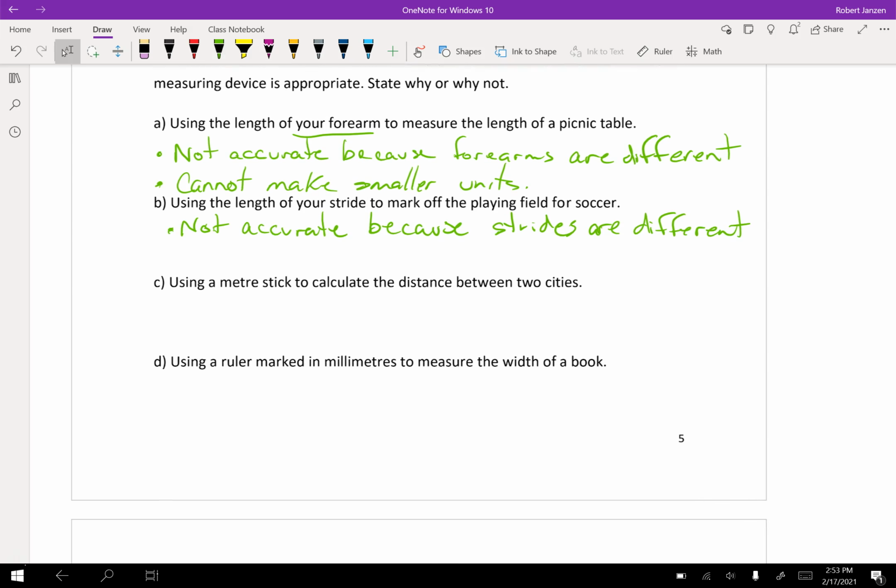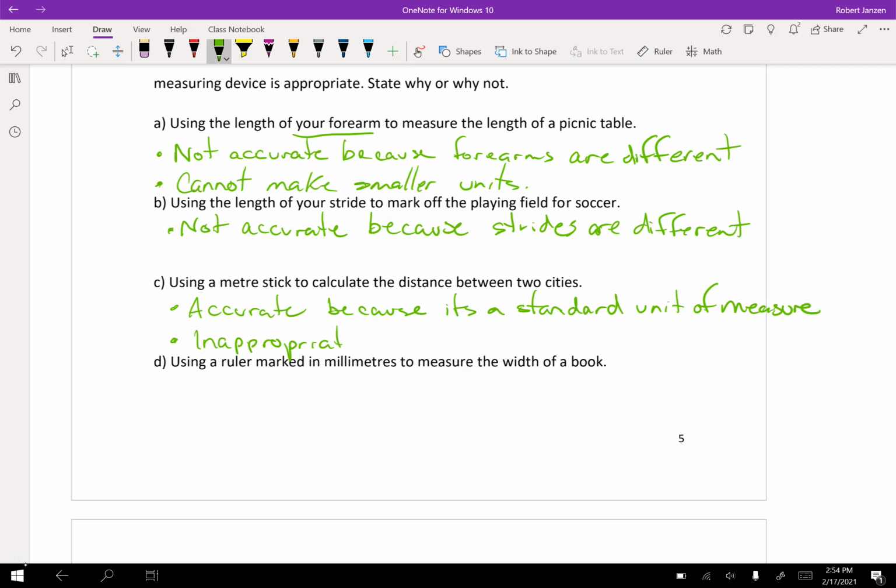C: using a meter stick to calculate the distance between cities. This should be accurate, because you're using the same unit of measurement and doing it the same way. It's accurate because it's a standard unit of measurement. I can't change the length. Each meter is 1 meter, so no matter which meter stick I use, I should get the same length. So that should be accurate, but it's not very appropriate.